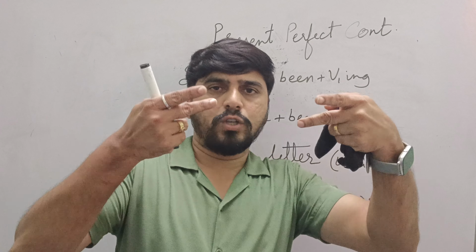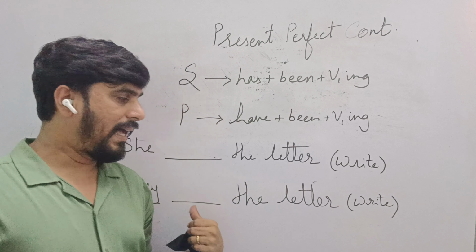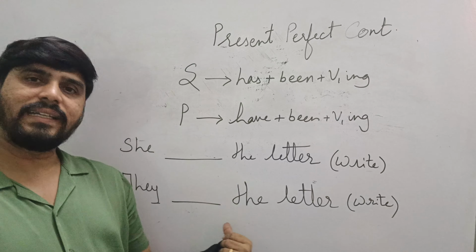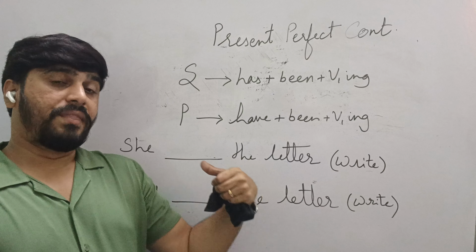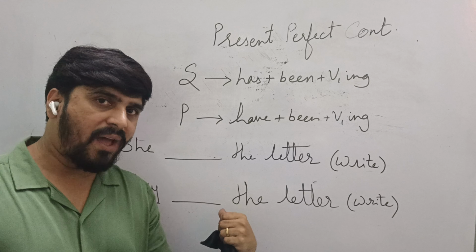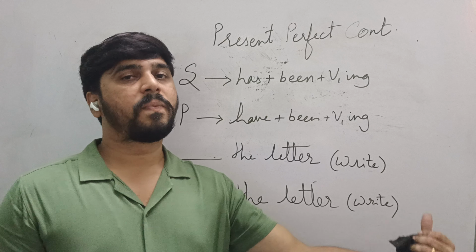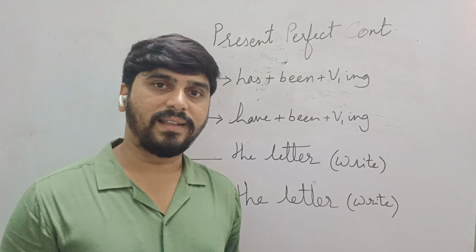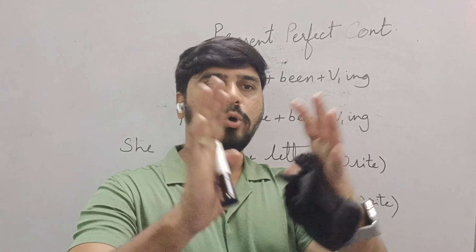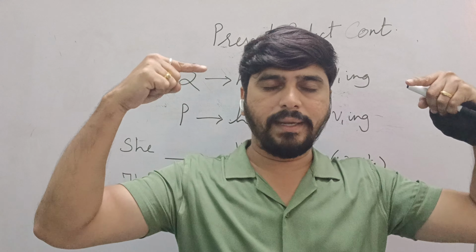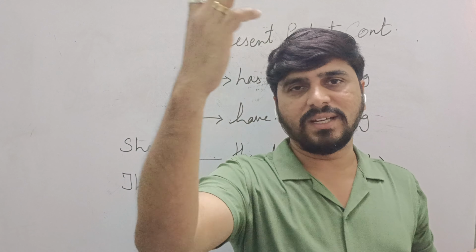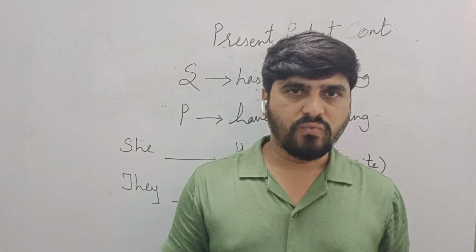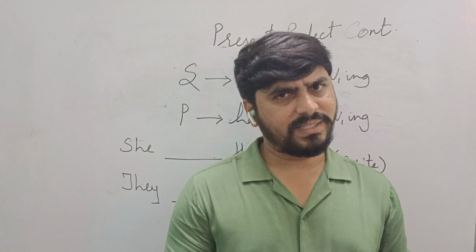That's it. Same goes with plural. They write the letter. They are writing the letter. They have written the letter. They have been writing the letter. Once you know all these 4 things in your mind, you can use that particular sentence in present tense. It's very simple. Present tense we have seen.